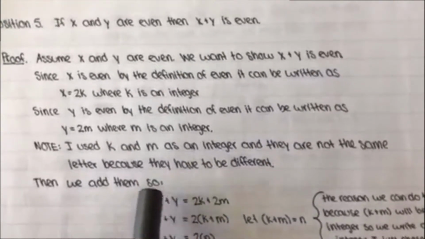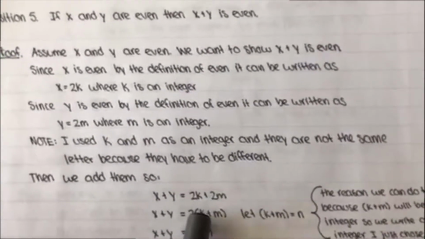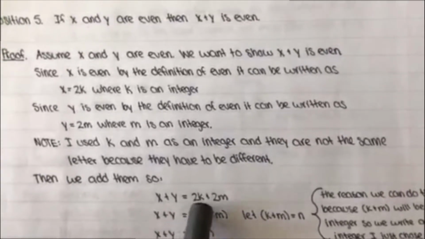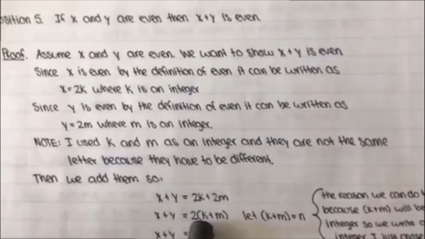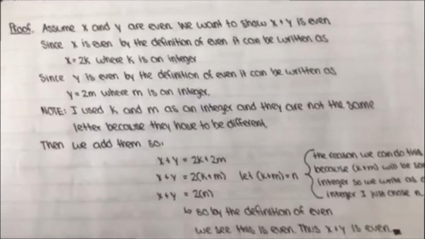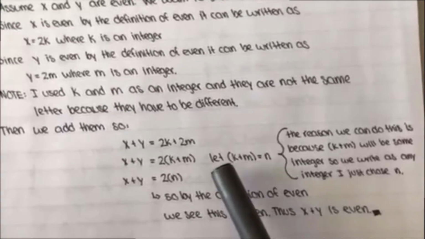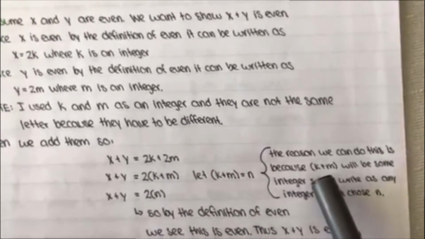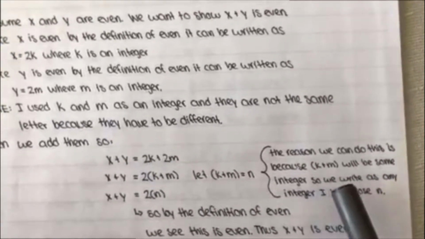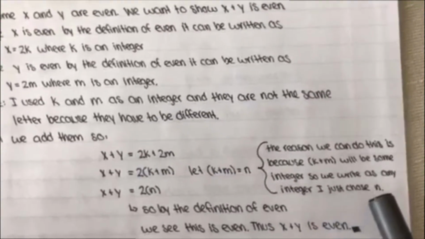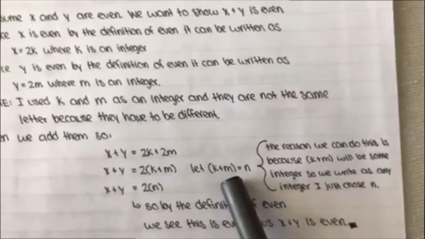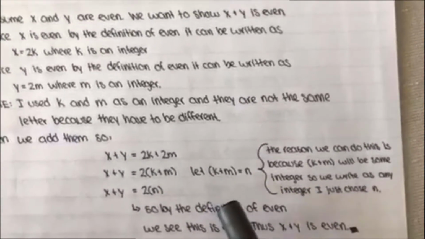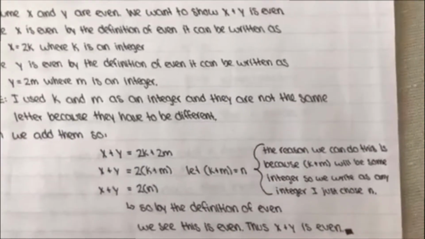So if you look back, we have to prove that x plus y is even. So now we have to add x plus y. x plus y is equal to 2k plus 2m. We can take out a 2, and rewrite it as 2 times k plus m. And now we will do the same thing we did in the other step. Let k plus m equal n. The reason we can do this is because k plus m will be some integer, so we can write it as any integer. Once you add them, we'll just have one letter, one outcome.